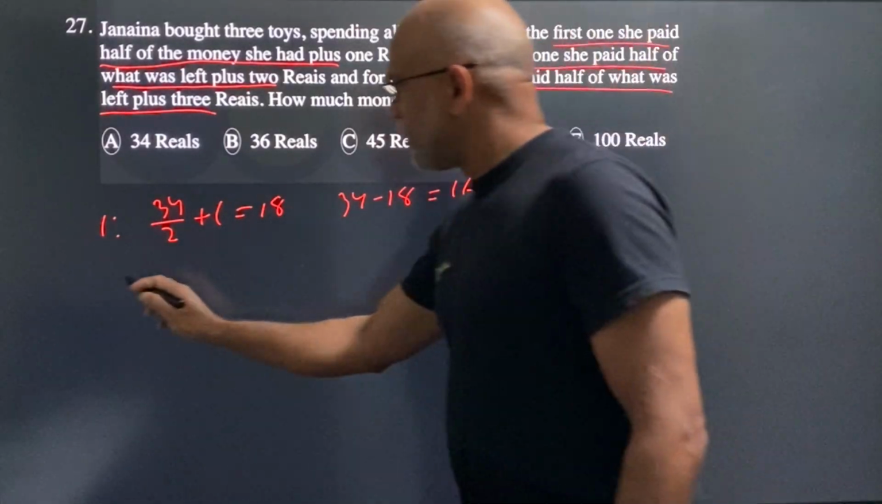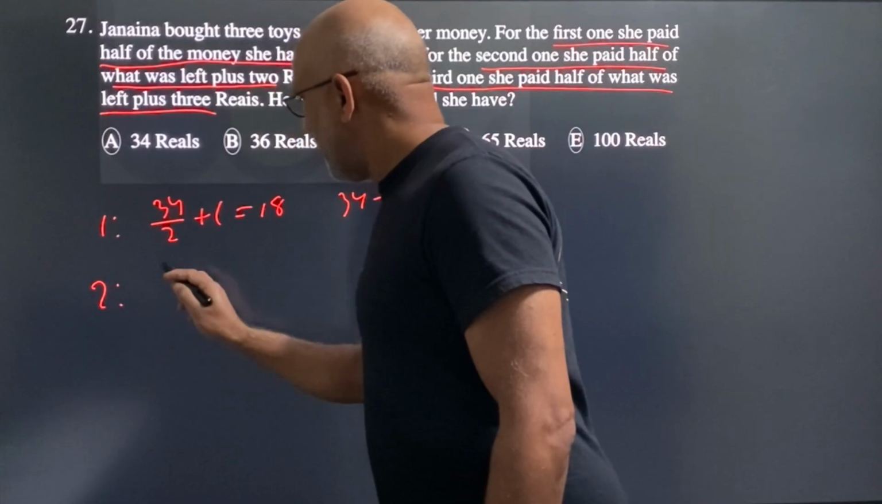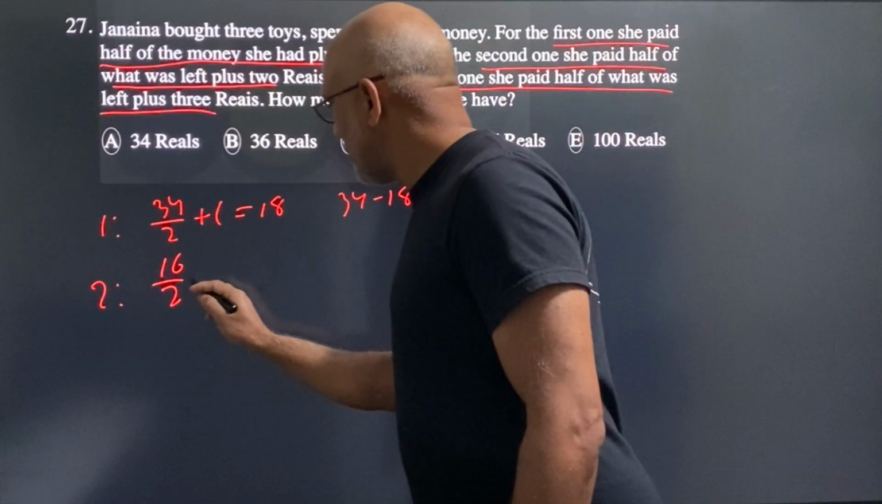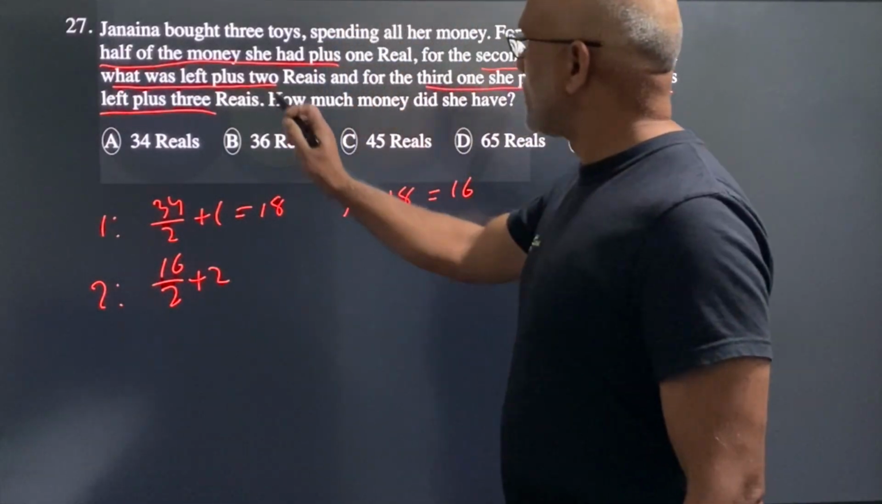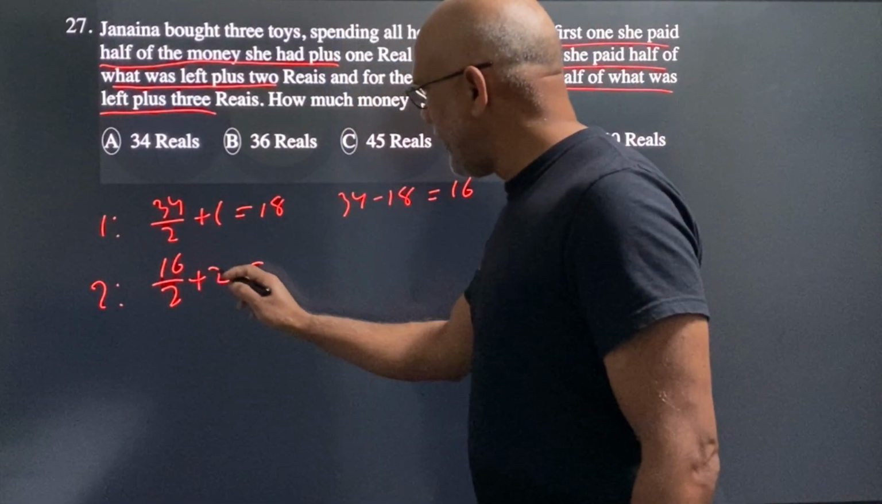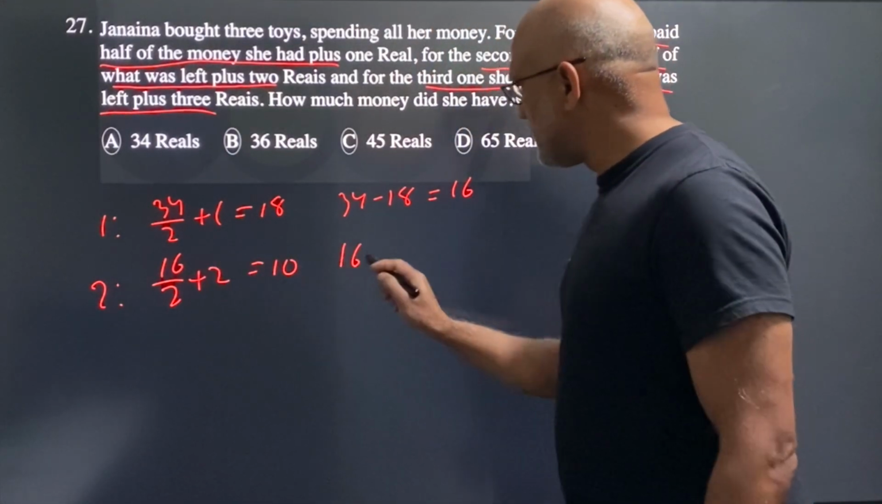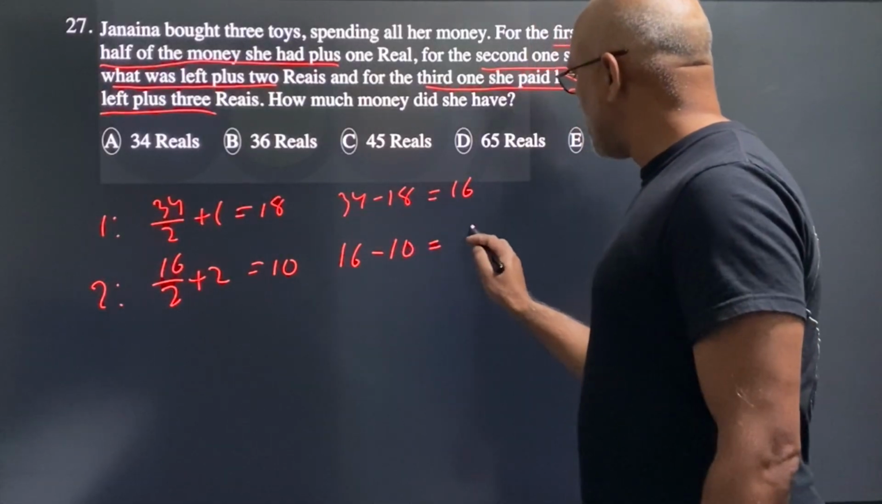Okay. So for the second toy, I paid half of what was left, that is half of 16, plus 2. So this is going to be 8 plus 2, which is 10. So I'll be left with, I had started with 16, I paid 10, so I'm left with 6.